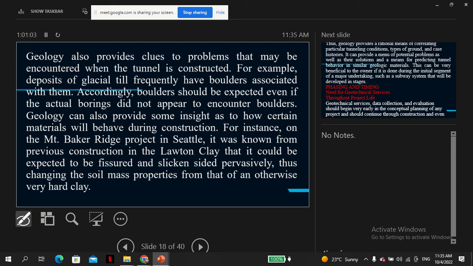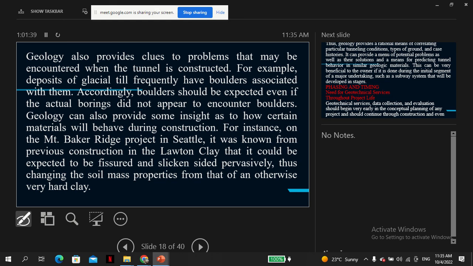Geology also provides clues to problems that may be encountered when the tunnel is constructed. For example, deposits of glacial till frequently have boulders associated with them. Accordingly, boulders should be expected even if the actual boring did not appear to encounter boulders. Geology can also provide some insight as to how certain materials will behave during construction.